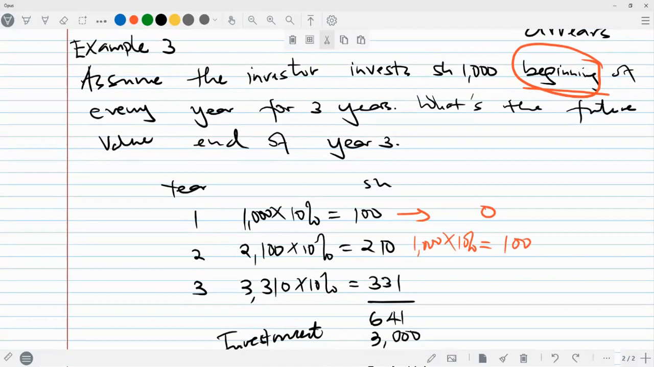In year 3, at the end of year 2, you have now 1,000, which you did invest at the end of year 1, plus what you are investing at the end of year 2, plus the 100 you have. Is that clear?